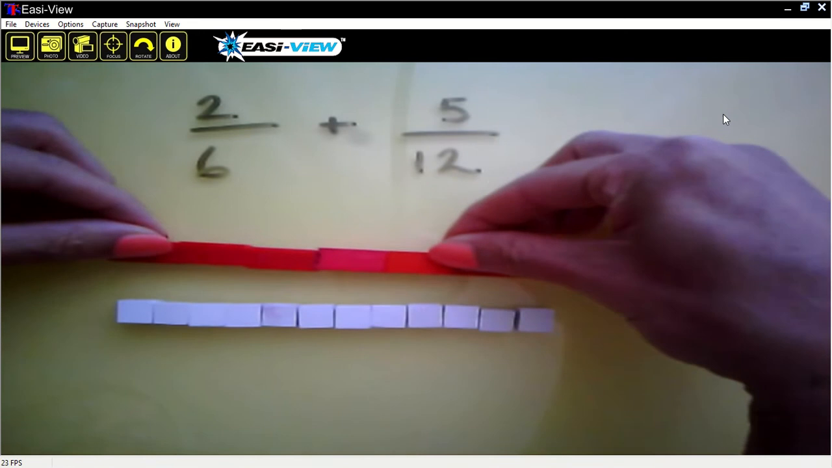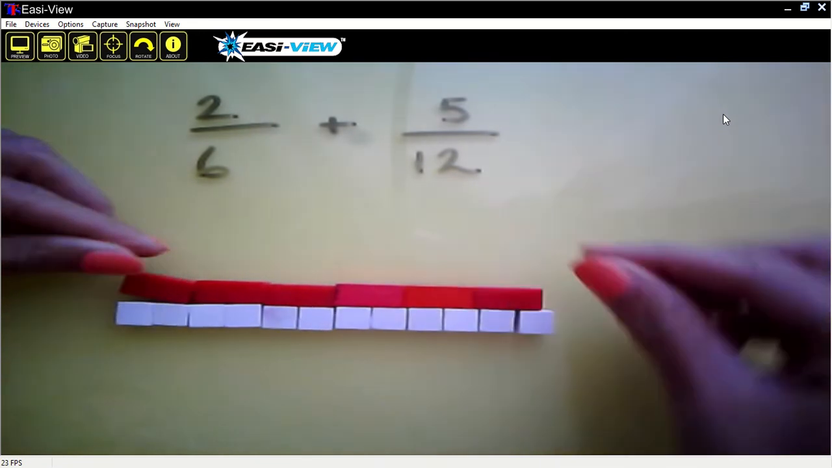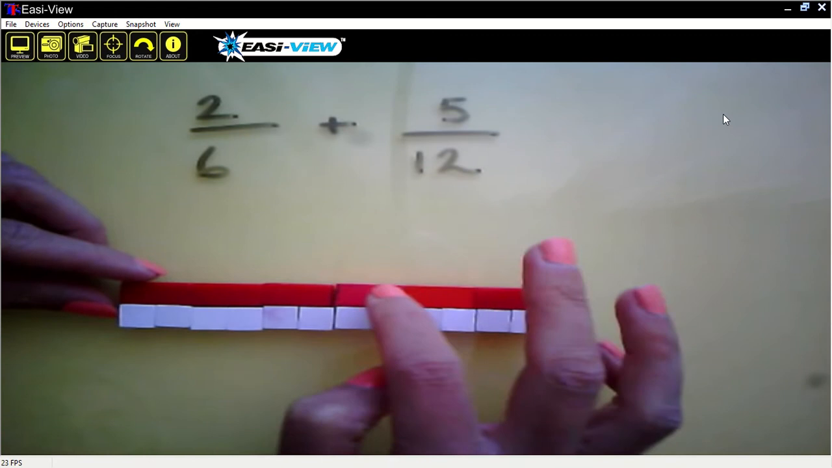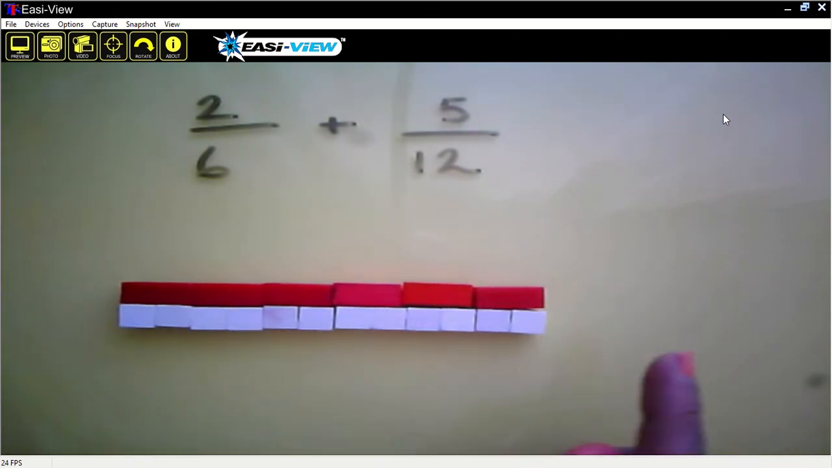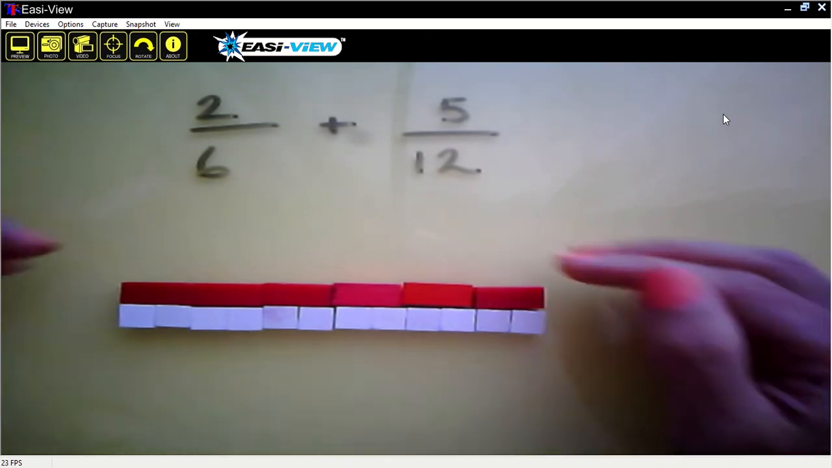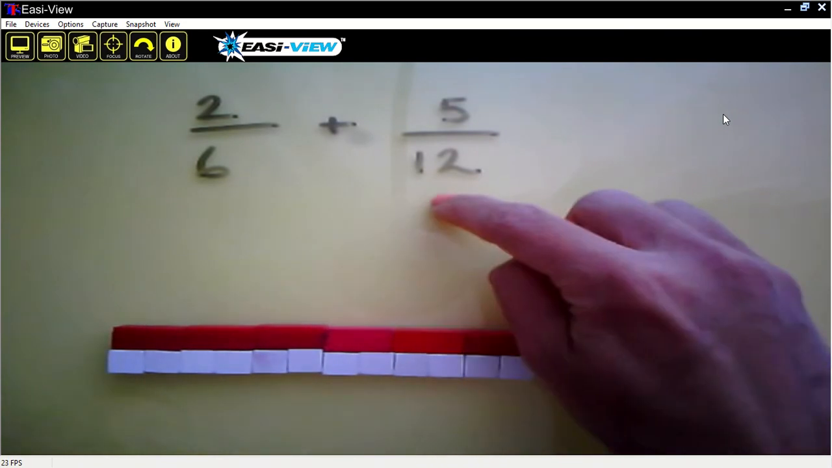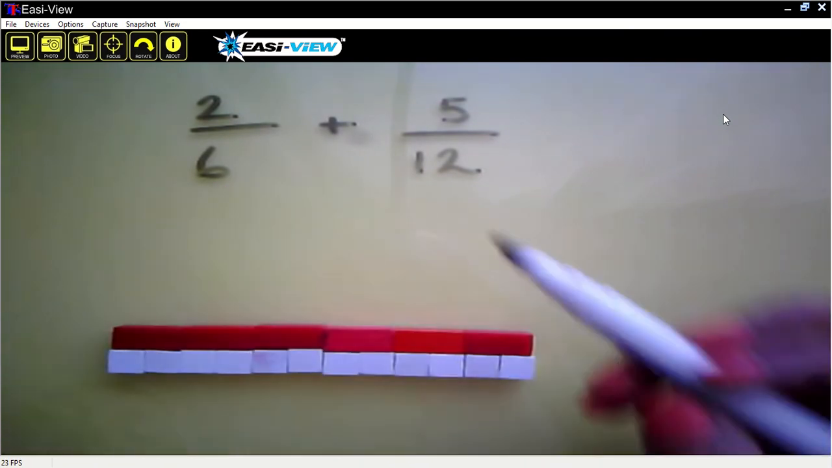So I'm going to get my counters that represent 6ths. So I've got 1, 2, 3, 4, 5, 6 of those that make my whole. Now remember, if you don't have these, you can use anything or you can draw it out. You can draw it out as well. So to add 2/6 and 5/12, I need to find a common denominator. And I'm going to use 12ths. So I'm going to turn my 6ths into 12ths.